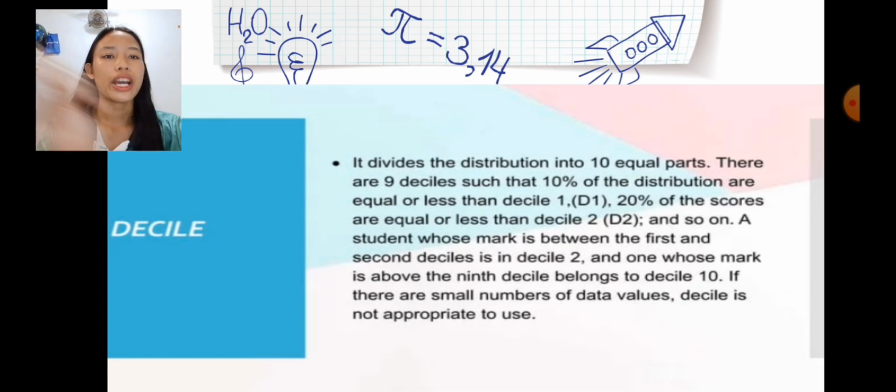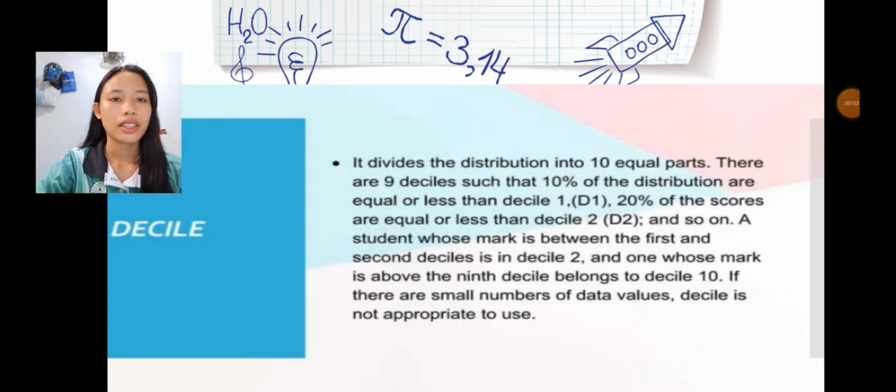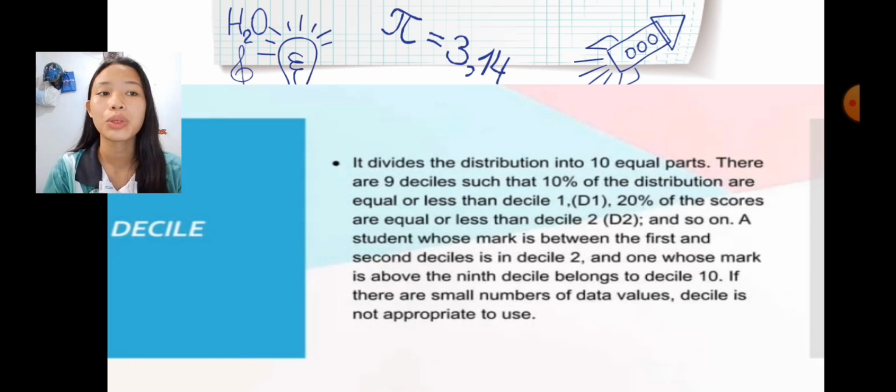The next one we have is the decile. The decile divides the distribution into 10 equal parts. There are 9 deciles such that 10% of the distribution is equal to or less than decile 1 or D1, 20% of the scores are equal to or less than decile 2 or D2, and so on. A student whose mark is between the first and second deciles is in decile 2, and one whose mark is above the 9th decile belongs to decile 10.